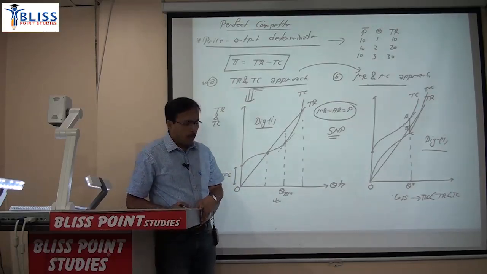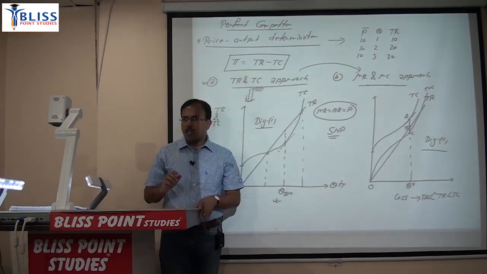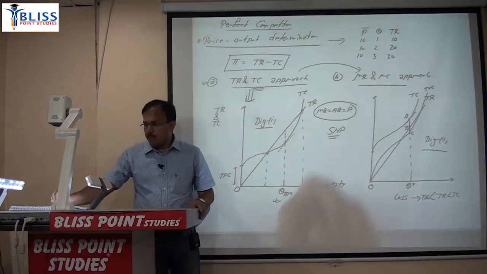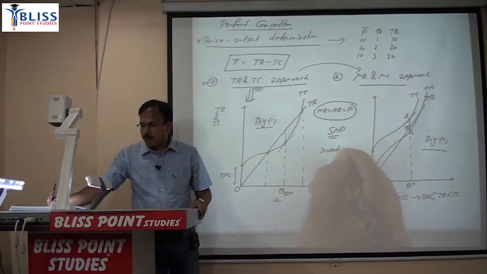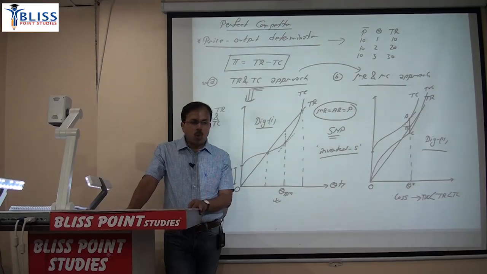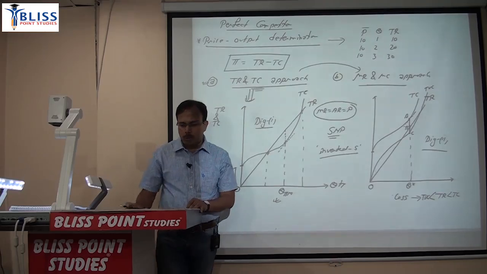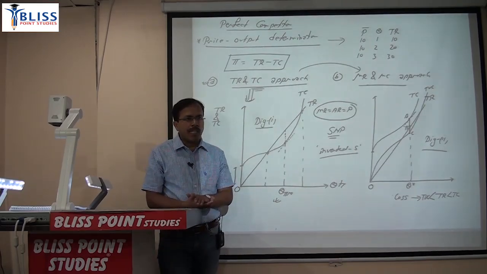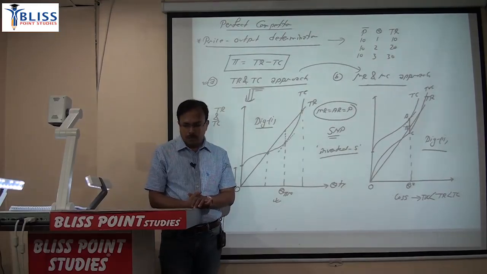Below that, next paragraph. The total cost curve is inverted S in shape, due to law of variable proportion. When we will explain that law, it will become clear why it is inverted S in shape.